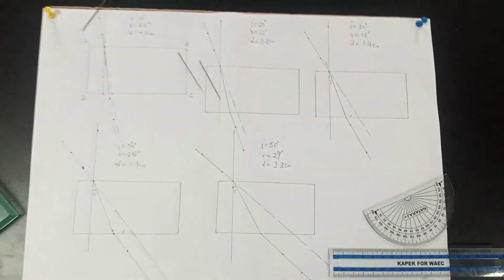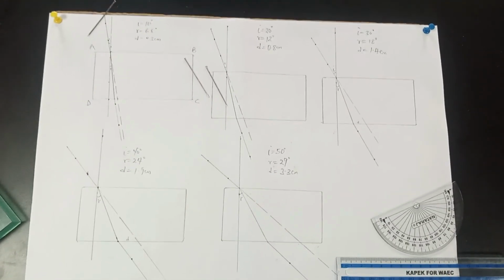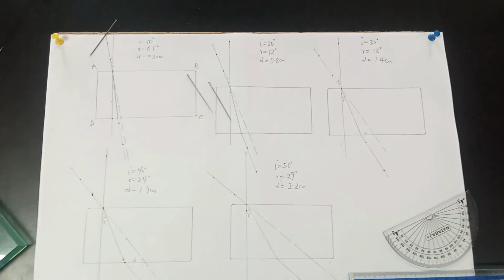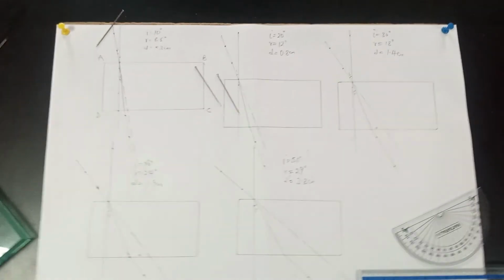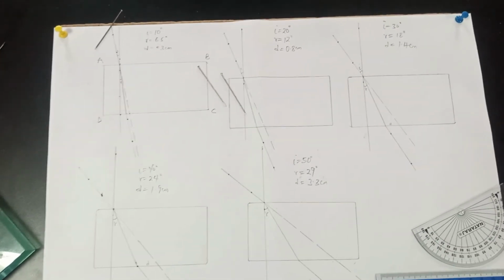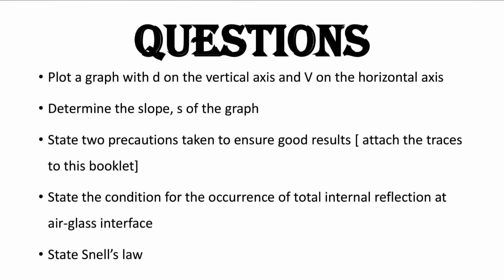So this is my tracing paper, and these are the readings that I have got. So I am going to quickly put this in a tabular form, and then from there we can take it up to plot the graph, find the slope, and answer the sub-questions that follow through. Please stay tuned.